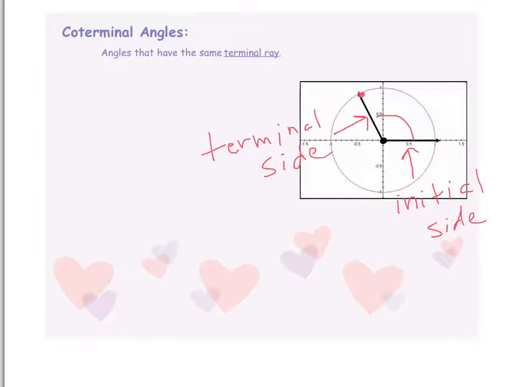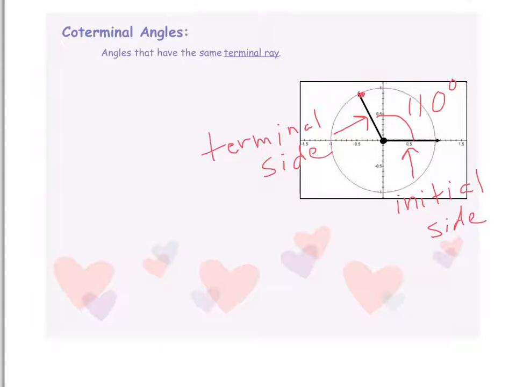The definition of a coterminal angle, or coterminal angles, are two that have the same terminal side. That basically means they are in the same position on the circle. Now, if I were to just approximate this angle, I would say it's probably right around 110 degrees. It's a little bit bigger than 90 and well short of 180. That's how I estimated it at 110.